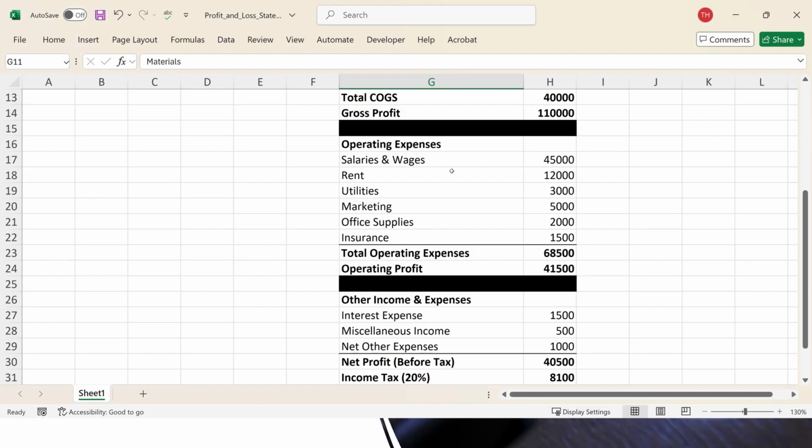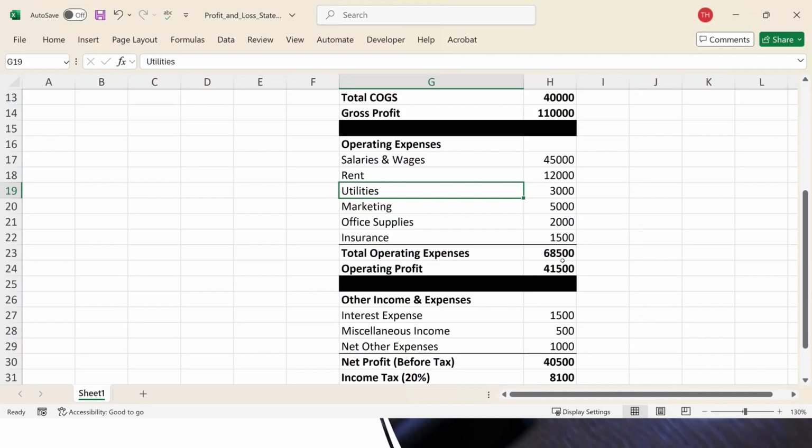So things like salaries and wages for those that might be just in the office, the rent that we pay for the building that we work in or that we store stuff in, any utilities for heating and cooling and electricity and those types of things, our marketing, our office supplies, any insurance, those types of things. Those represent our overhead, another name for it, operating expenses or indirect expenses. So if you add those up, we get a total of $68,500 for a total of 440. So if we take $110,000 gross profit minus our $68,500, we get $41,500.